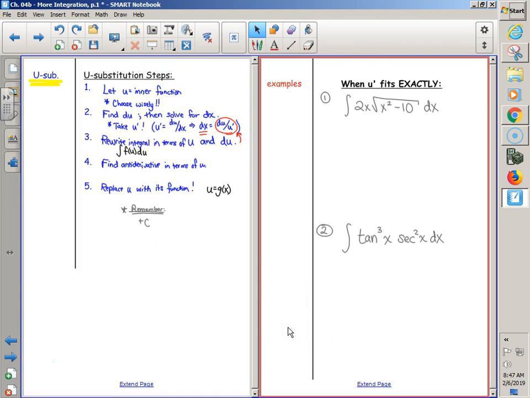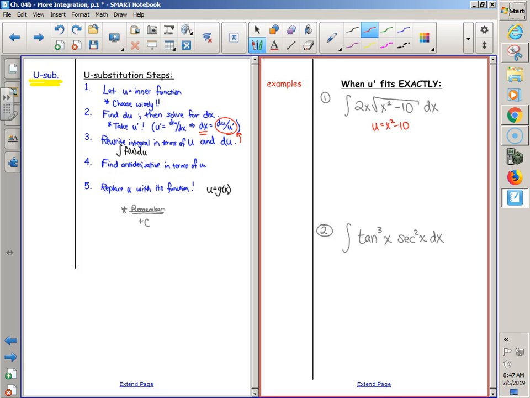Let's see some easy examples to end off today. Easy examples? Yep, because u prime fits perfectly. Who do you guys think your inner function is for number 1? Yeah, x squared minus 10. So write them down: u is equal to x squared minus 10. Choose u. Choose him wisely. He's the innermost. He's stuck in a square root.